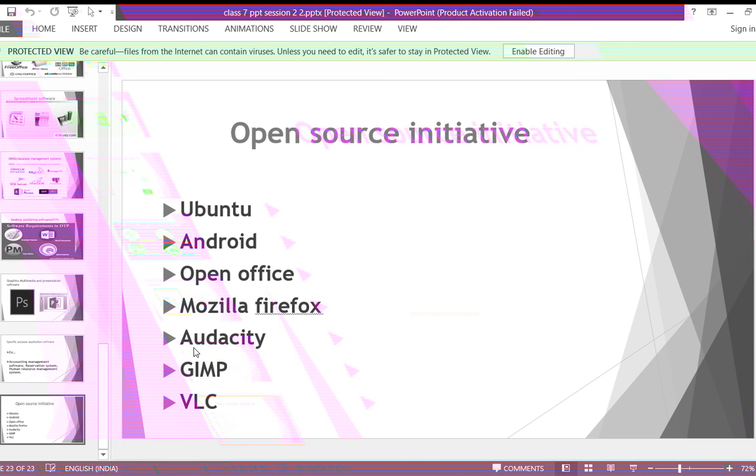Next comes GIMP software. Like in Photoshop we create images, edit the image, and change the design, the same thing we can do in GIMP software. Next comes VLC. As you know, VLC is used to play the video which you created. If you want to play the video, you play it with the help of the VLC player. So you understood all the open source initiative?